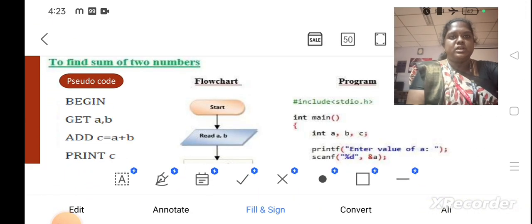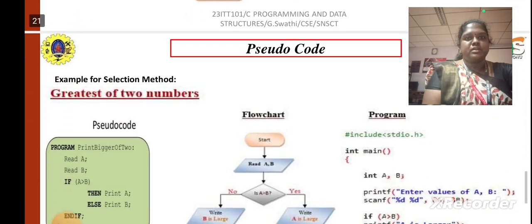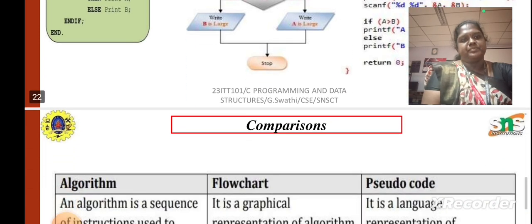And then pseudocode for the sum of two numbers: begin, get a, b, addition, c equal to a plus b, print c, and then end. For the selection method, we are going to print the bigger of 2: read a, read b. If a greater than b, then print a, else print b. If we are using if else, then end if will be used, and then end will close the pseudocode.